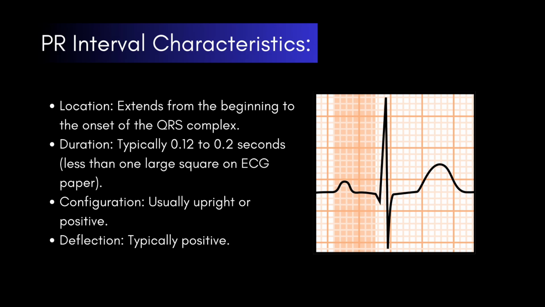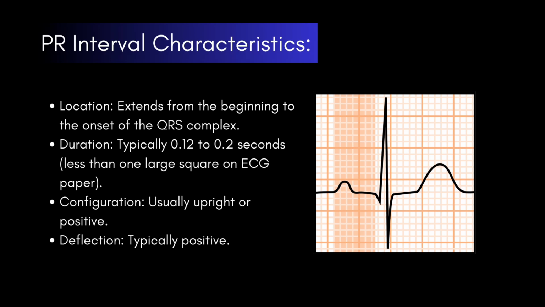Its location extends from the beginning to the onset of the QRS complex. Duration of the PR interval is typically 0.12 to 0.2 seconds. This is less than one large square on ECG paper. Configuration, it's usually upright or positive. Deflection is also typically positive.